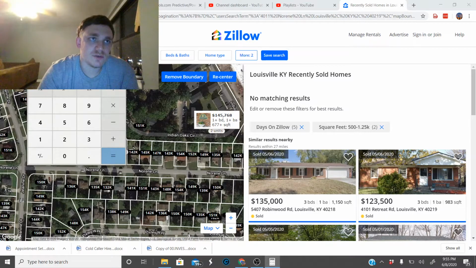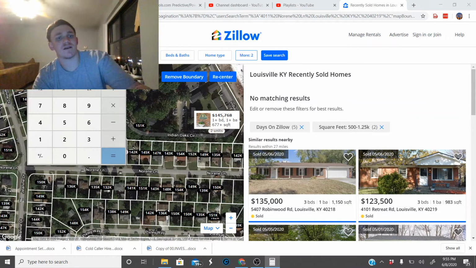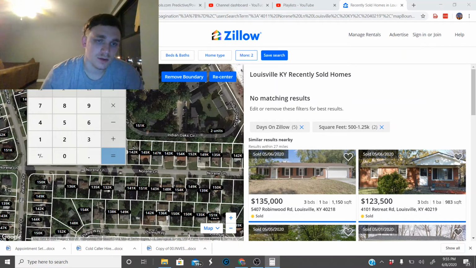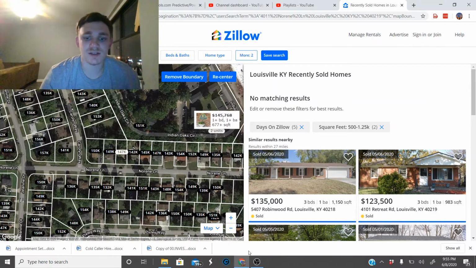So you'll do the ARV times 0.08 minus $500 a month for holding costs minus at least a $30,000 profit, if not more. And then you go from there. Those are the 4 different kinds of offers that we use.